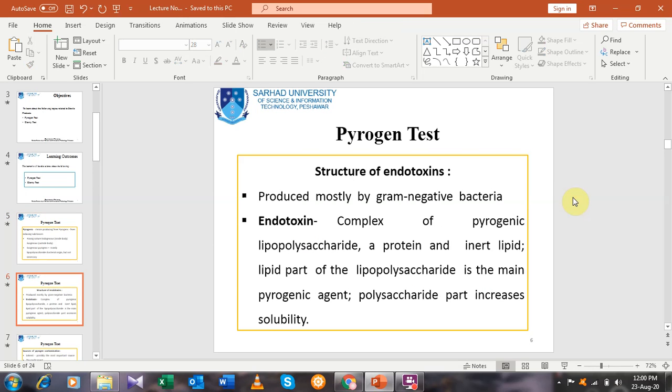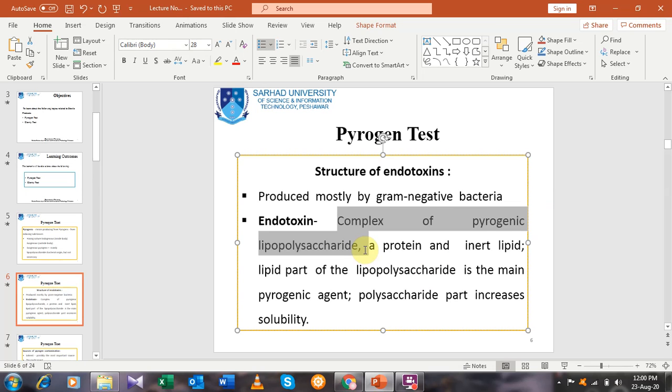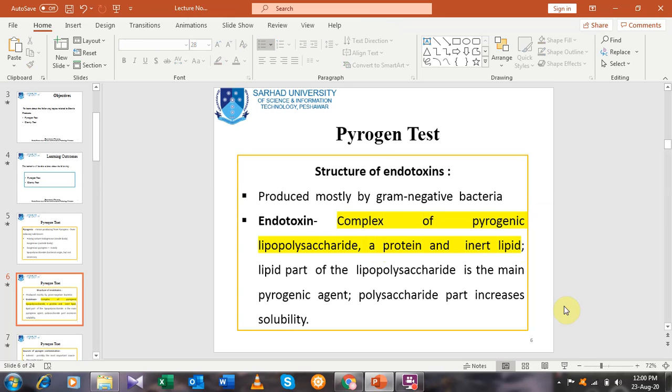Structure of endotoxin: if we focus on the structure of endotoxin, endotoxins are mostly produced by the gram-negative bacteria, and endotoxin is a complex of pyrogenic lipopolysaccharide. That is the composition of the endotoxin: a complex of pyrogenic lipopolysaccharide, a protein, and inert lipid. That endotoxin is composed of the complex pyrogenic lipopolysaccharide and a protein and inert lipid.